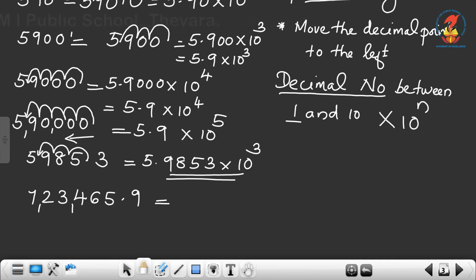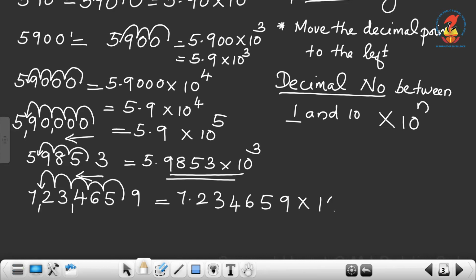7,23,465.9. The decimal point is already there. We have to move the decimal point to which side? Move to the left side. So 1, 2, 3, 4, 5. So 7.234659 into 10 raised to, how many places has the decimal point been moved? 5 places. So 10 raised to 5. So this form is known as the standard form.